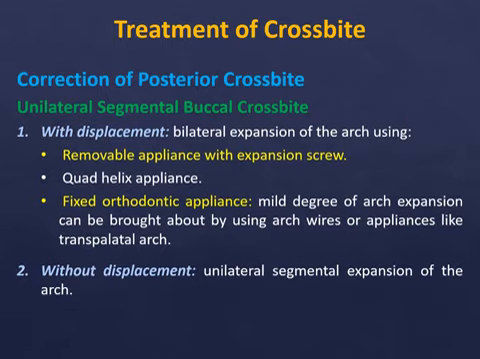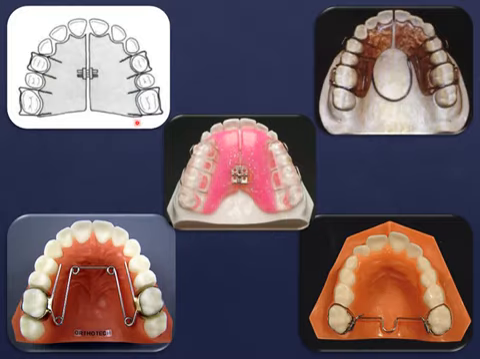In case there is no displacement of the mandible, this can be corrected by unilateral segmental expansion of the arch. So, if there is no displacement, we need a unilateral expansion only on the affected area. This is a removable appliance with expansion screw. This is a coffin spring, can be used for expansion, and this is an expansion screw. This is a quad helix, and this is a transpalatal arch.